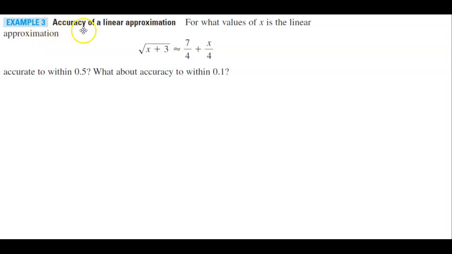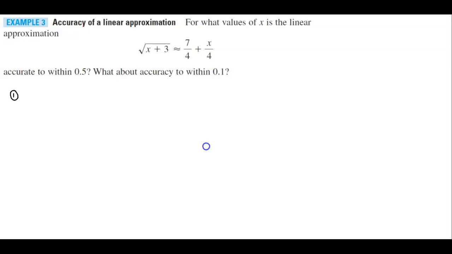Example 3. Accuracy of a linear approximation. For what values of x is the linear approximation, the square root of x plus 3, approximately 7 over 4 plus x over 4, accurate to within 0.5? And what about accuracy to within 0.1? So accuracy to within 0.5 means that the function should differ by less than 0.5.